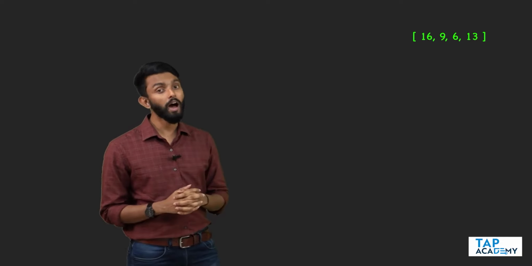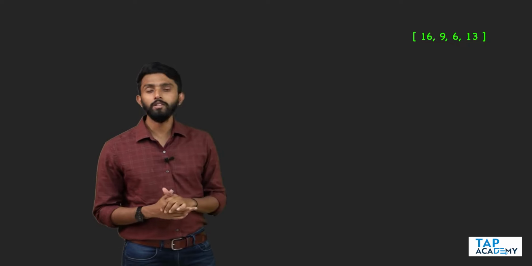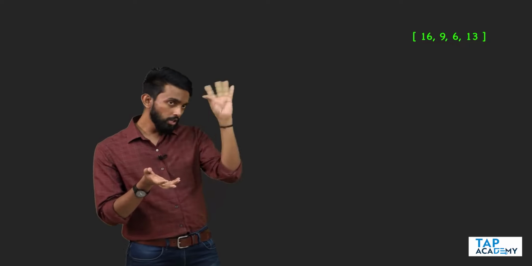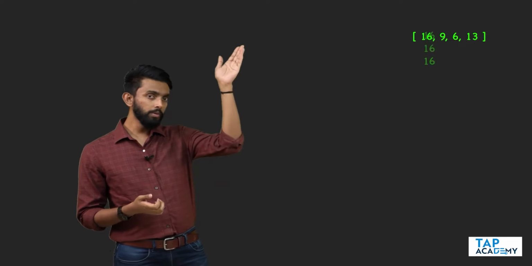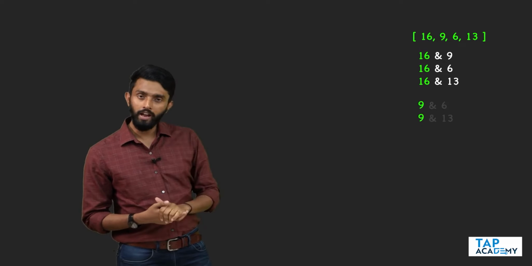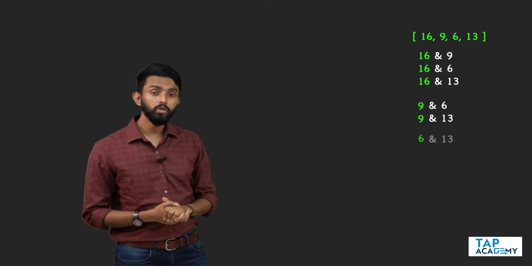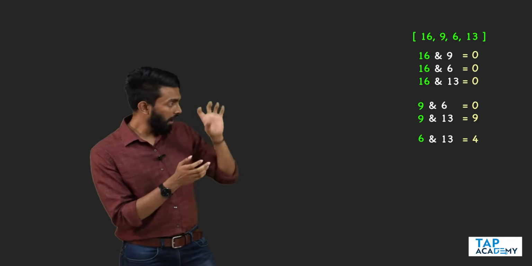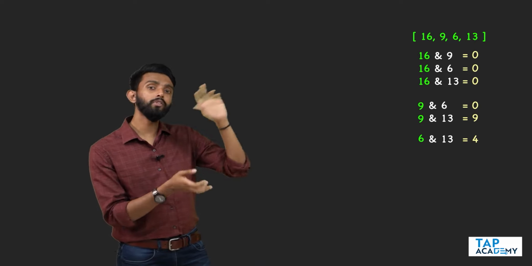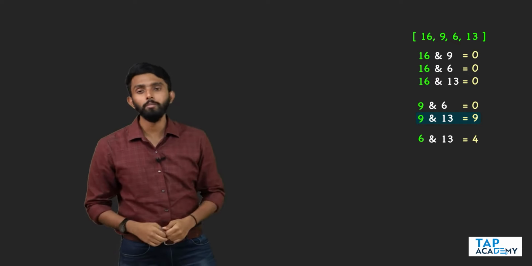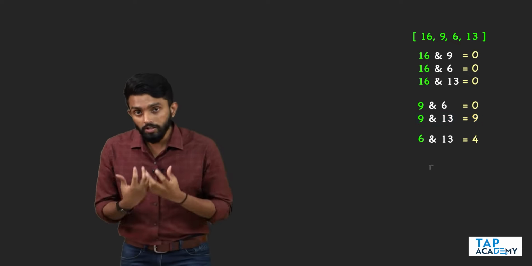Let us assume I have an array with me. 16, 9, 6 and 13 are the elements in the array. Obviously, you can do AND operation between multiple pairs of elements. For example, 16 AND operation can be done with 9, 6 and 13. 9 with 6, 9 and 13, and obviously 6 and 13 also you can do. But if you look at the result of everything I am showing, the highest result is that of 9 and 13, which is 9, and the maximum AND pair is nothing but 9 and 13. In other words, the result is 9.